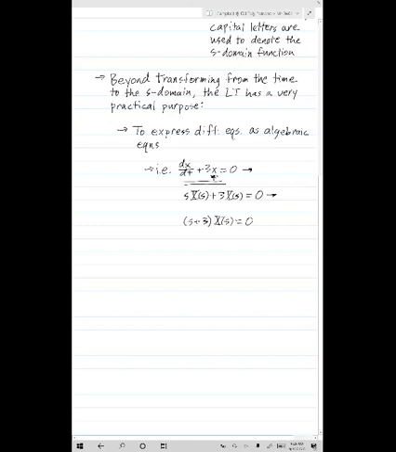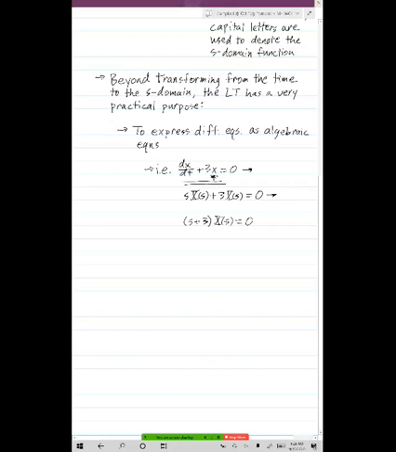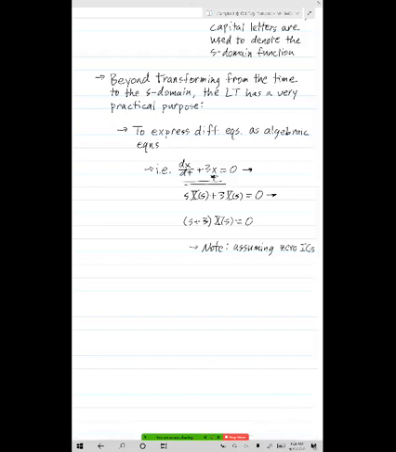One thing that I do want to mention is, note in this particular case, and you'll see why this is an important note later on, here I am assuming zero initial conditions, zero ICs in this particular case, or in this case, since it's a first order, a single initial condition, which is 0.